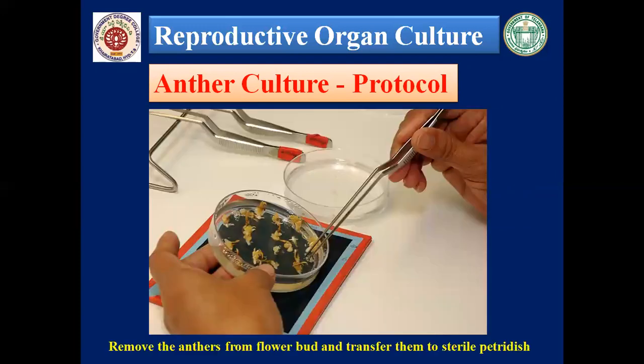So here you can see how, with the help of sterile scalpels in the laminar airflow, the anthers are taken from a flower bud and transferred to the sterile petri dish. This picture clearly shows how we have to do it. While doing this, we have to clean our hands with 70% alcohol, so that even our hands are free of microorganisms or any dirt, so that there is no contamination while doing the work. And it should be done in the presence of a spirit lamp.